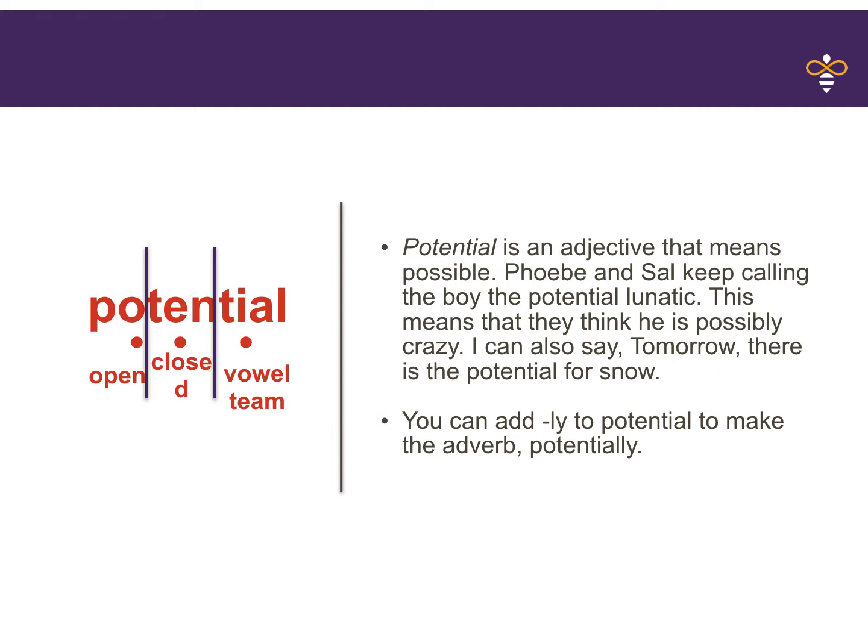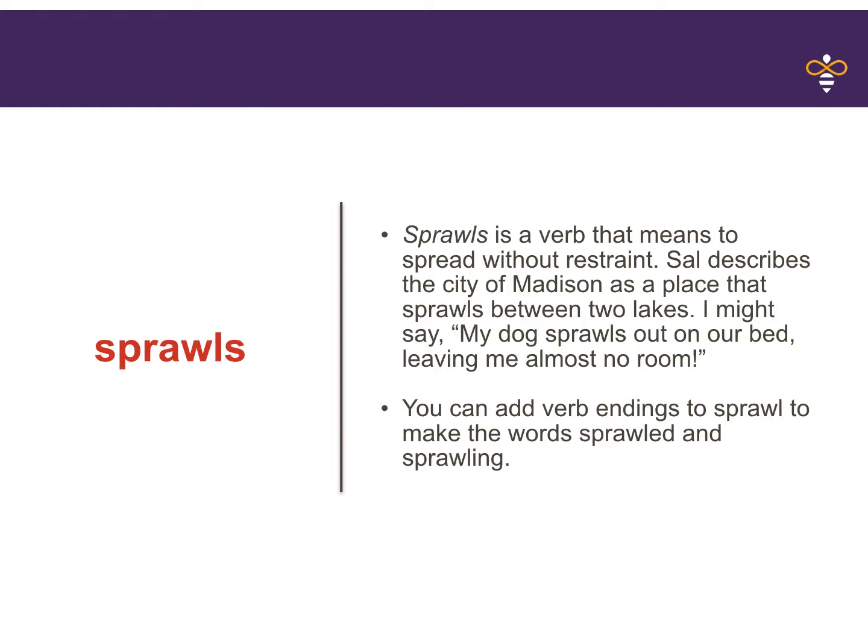Let's take a look at our next word. The next word is sprawls. Sprawls is a verb that means to spread without restraint. Sal describes the city of Madison as a place that sprawls between 2 lakes. I might say my dog sprawls out on our bed, leaving me almost no room. You can add verb endings to sprawl to make the words sprawled and sprawling.